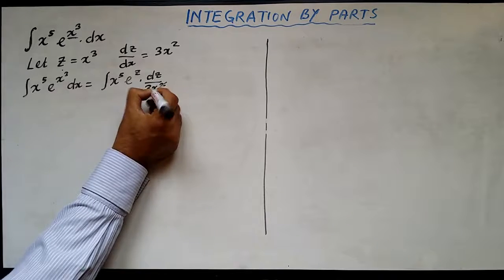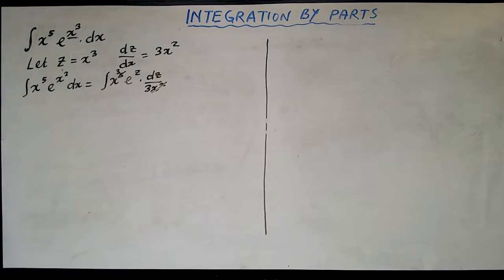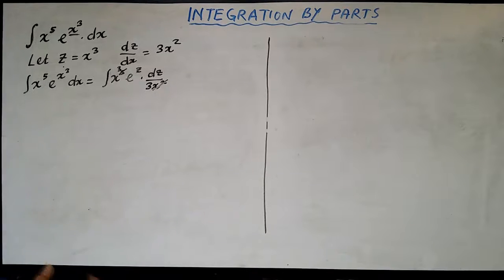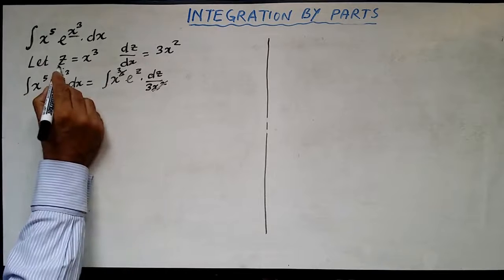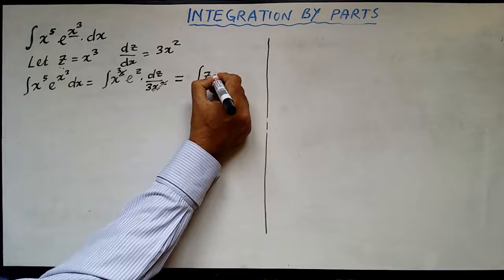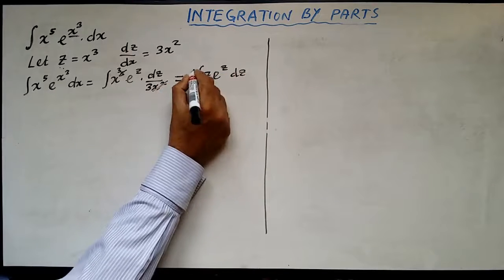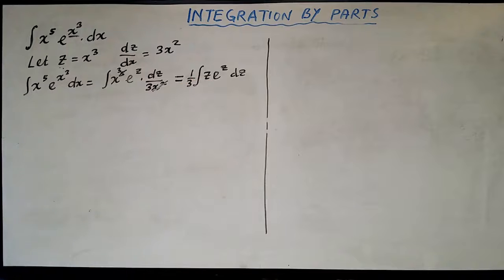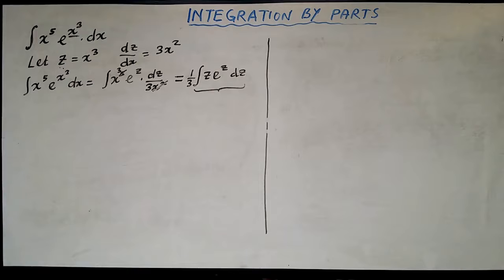Okay, so this x squared and this one will cancel. We will be left with x cubed here. So x cubed, as we know, we have substituted for z. So we can write this expression, instead of x cubed, as z e to the power z dz, and this 1/3 we can take outside the integration sign. So now you have this expression which we will have to integrate using integration by parts.